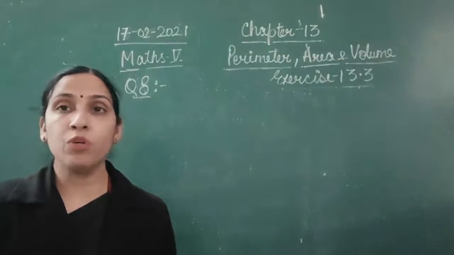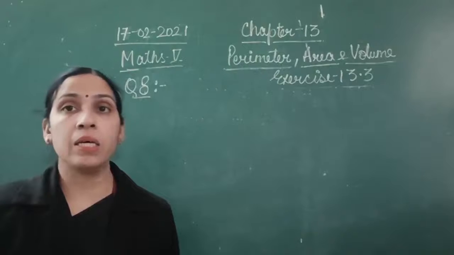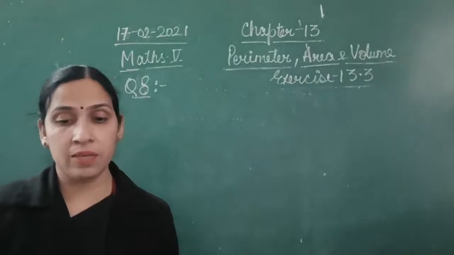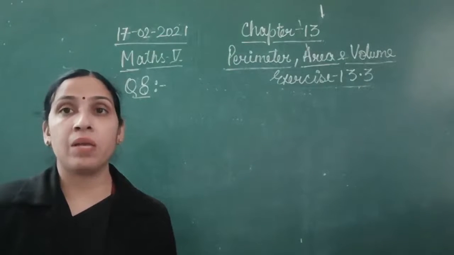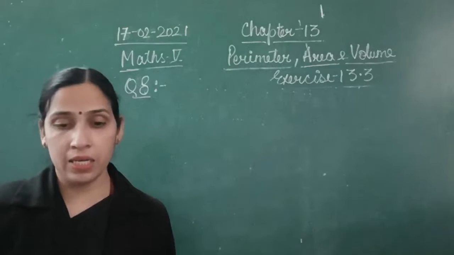Now perimeter of a room is 18 meter. It is 4 meter wide, which means the breadth of that room is 4 meter. Find its length and area.